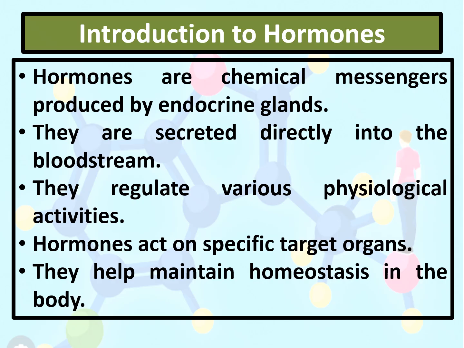Coming to the basic introduction about the hormones, hormones are the chemical messengers produced by the endocrine glands. They are secreted directly into the bloodstream. These are regulating various physiological activities. The hormones specifically act on target organs. I repeat, hormones specifically act on target organs. They help in maintaining the homeostasis in the body.